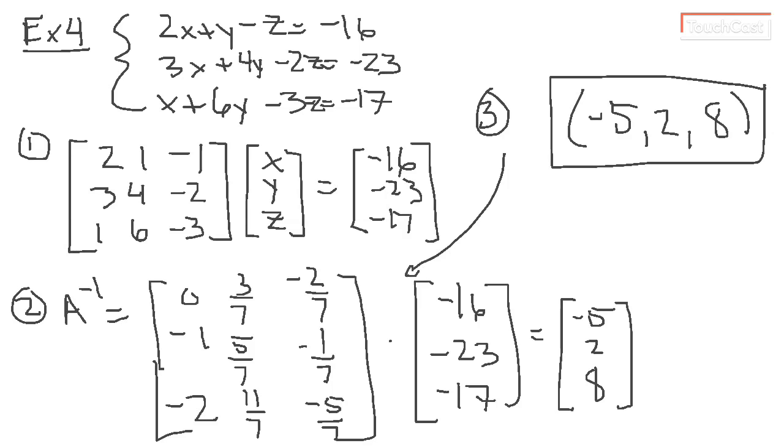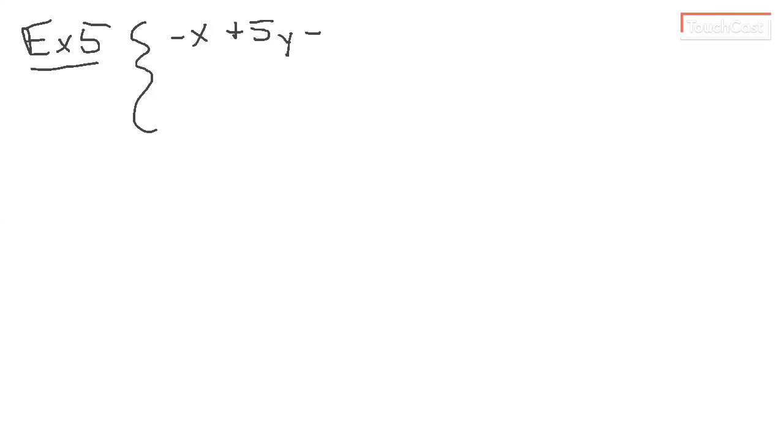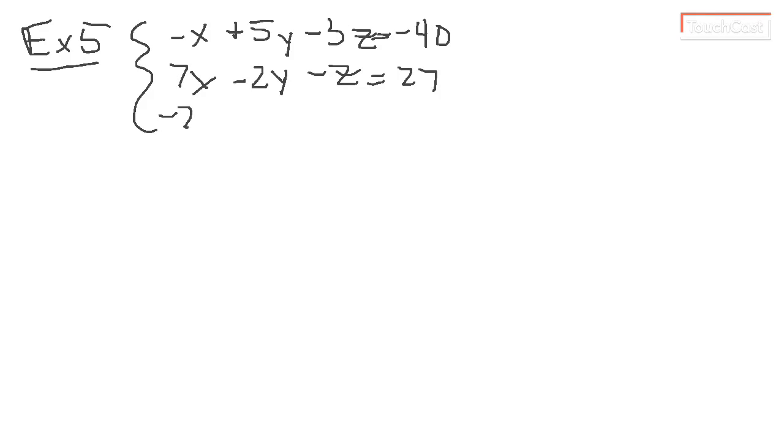Alright, let's look at example 5. We have the system negative x plus 5y minus 3z equals negative 40, 7x minus 2y minus z is equal to 27, and negative 2x minus y plus 6z is equal to negative 5. So let's write our matrix equation.